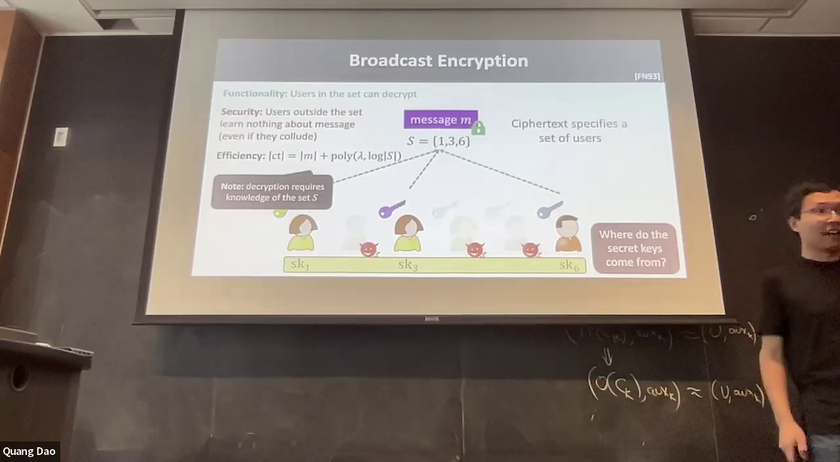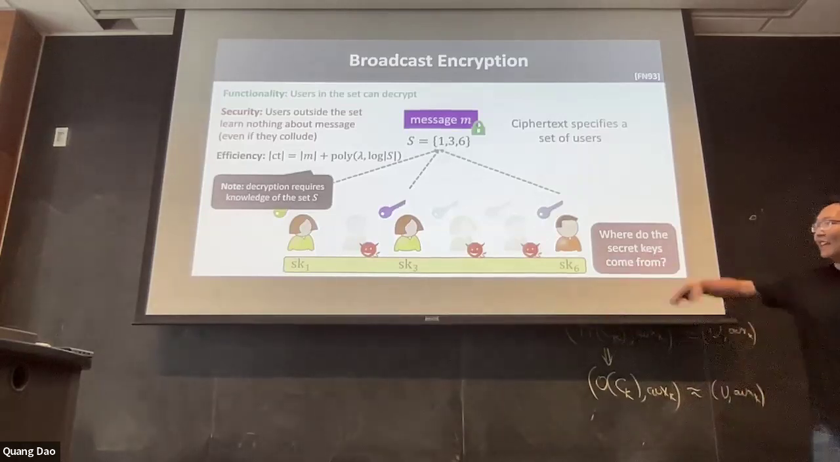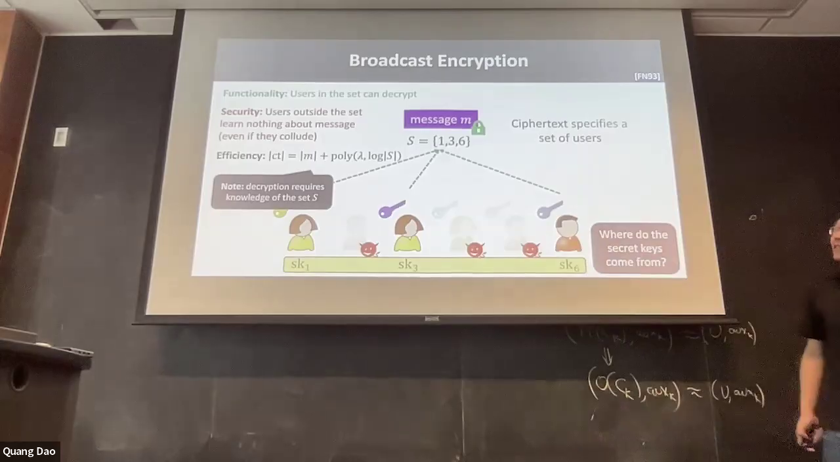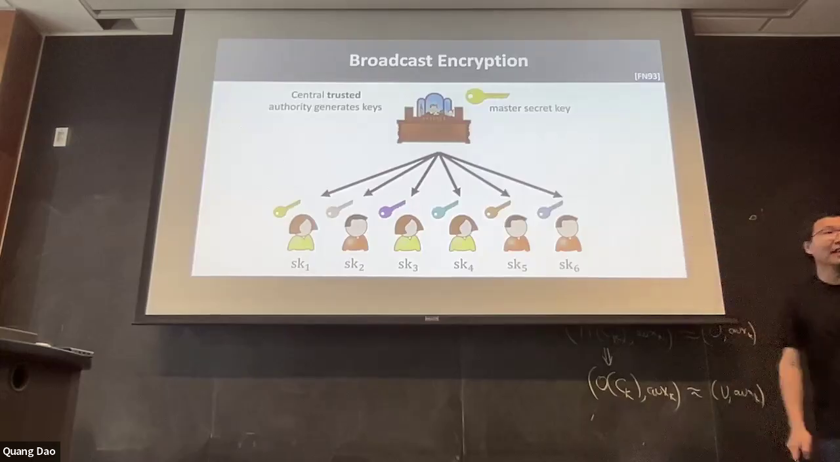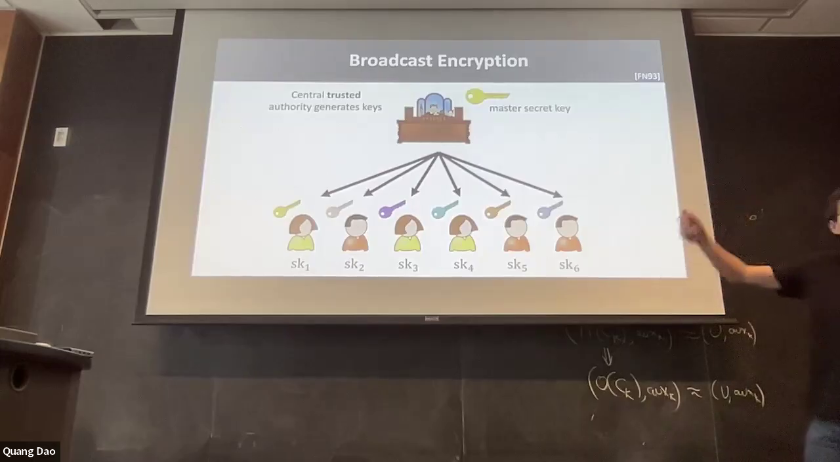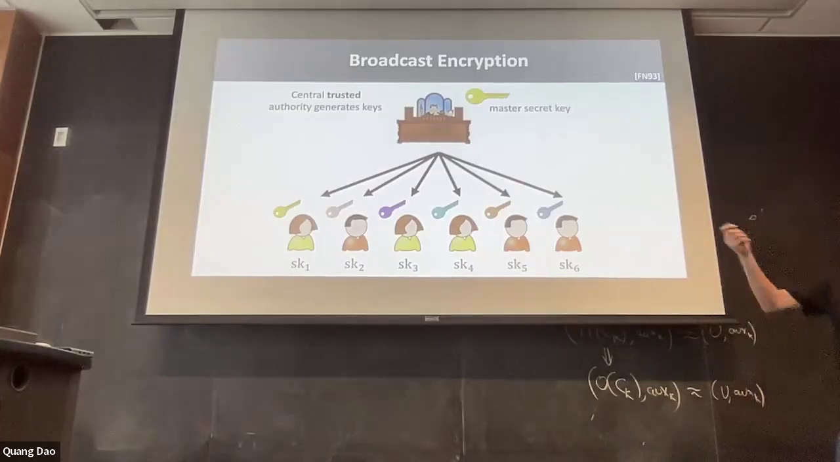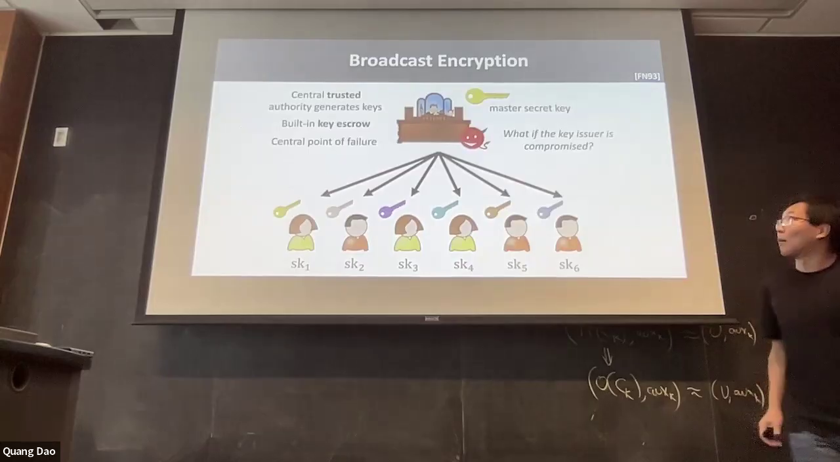So if you look at this picture, a question that you might ask is, where did these secret keys come from? I said that each user has their own secret key that they would use to decrypt the candidate ciphertext. If we zoom out a little bit, in the picture of broadcast encryption, there's going to be a central authority who holds on to a master secret key. The central authority is the one responsible for issuing keys to the individual parties. But this begs the question, what happens if this central authority gets compromised?